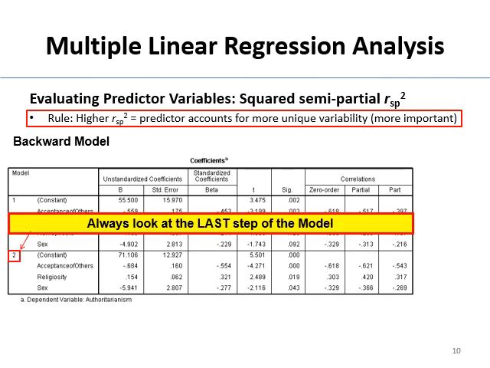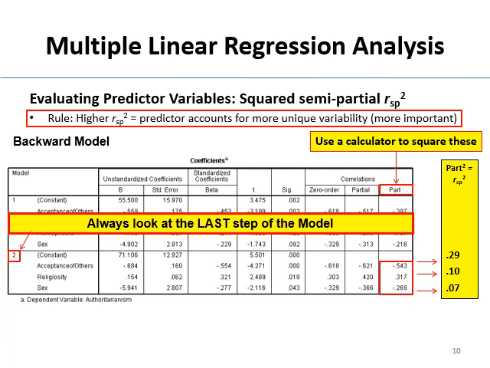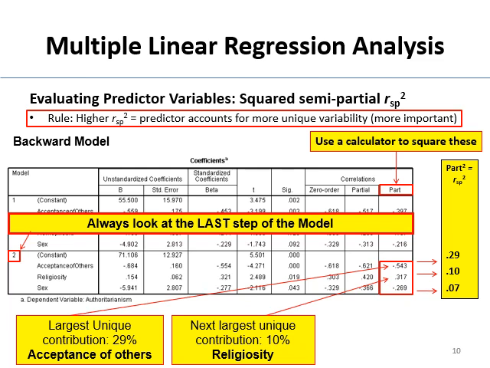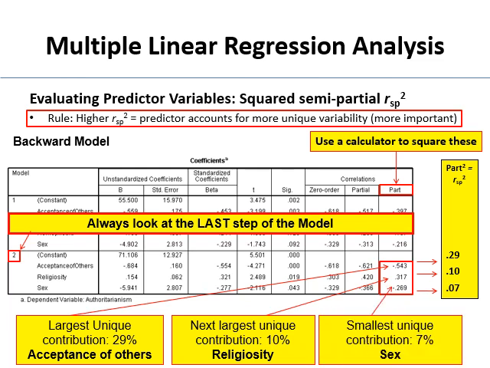So there's my model again. I go to step 2. Parts are on the far right. There they are. We're going to square those, and you gotta use your phone or whatever to do it. When you square them, you get 0.29, 0.10, and 0.07. It's literally just the thing times itself, okay? So 0.29 means that about 29%, scooch the decimal over twice, of the variability in authoritarianism is predicted by acceptance of others alone, right? A big chunk, more than the other two combined. Next most important is 10%, 0.10, which is religiosity. And finally, sex comes in third at about 7% of the variability in authoritarianism.